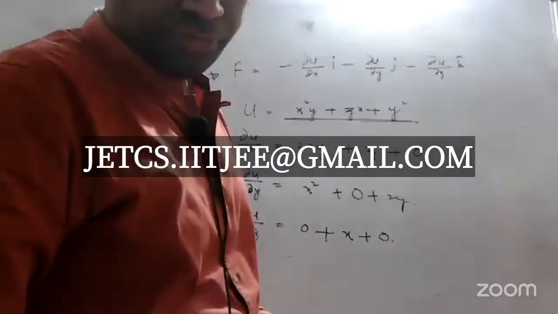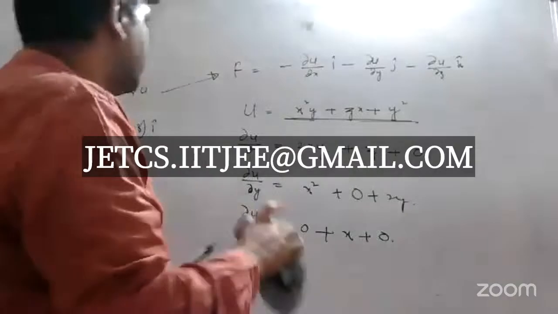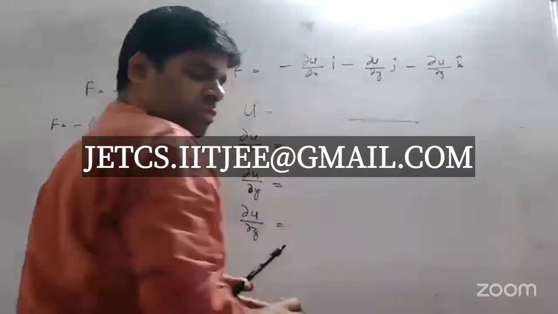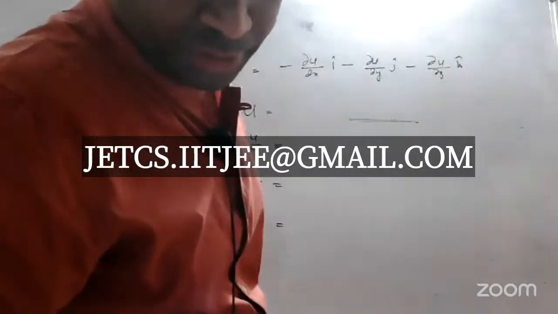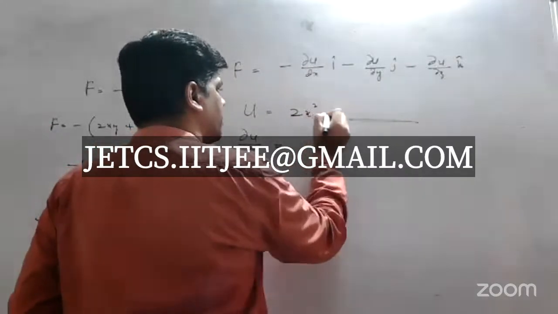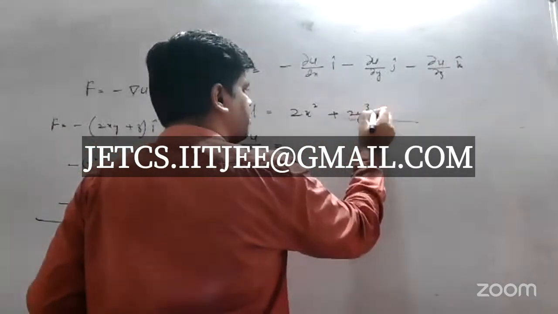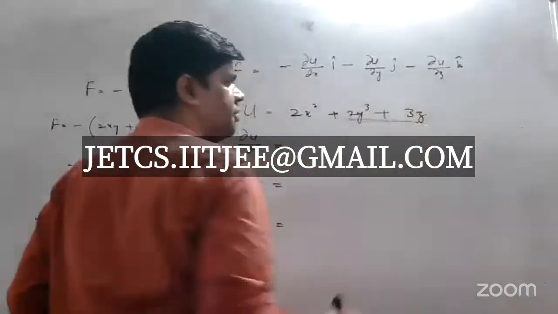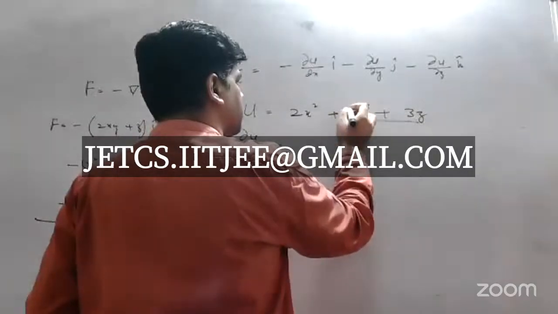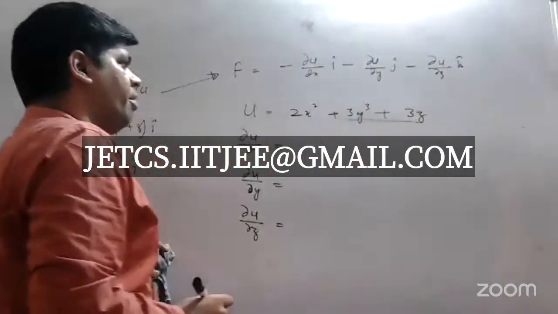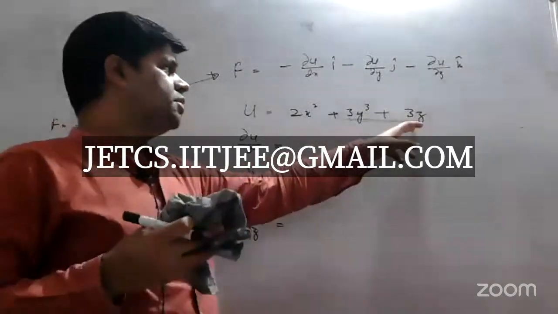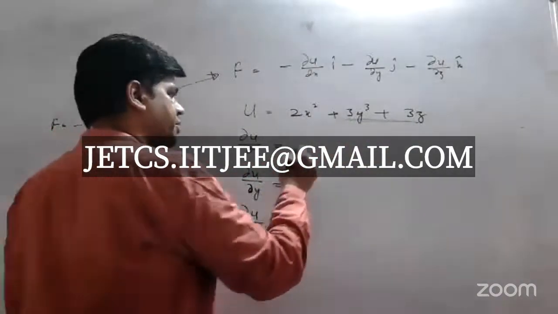All right, let's say I give you a function. Instead of this function, I give you 2x square plus 3y cube plus 3z. Sorry, 3y cube. So how do I differentiate this with respect to x? I treat y and z as constants. So this is nothing but 4x.